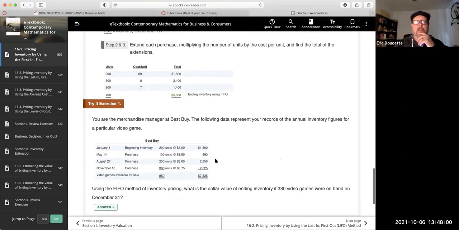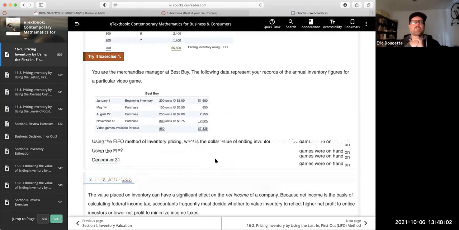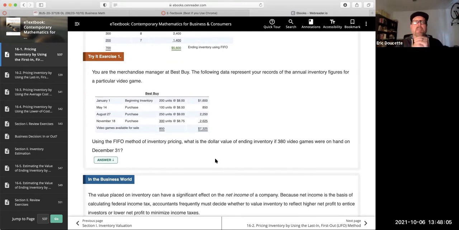So let's look at this in a problem. Your book is asking us to do this problem by Best Buy. And they're saying there's a beginning inventory of 200 units at $8 each.